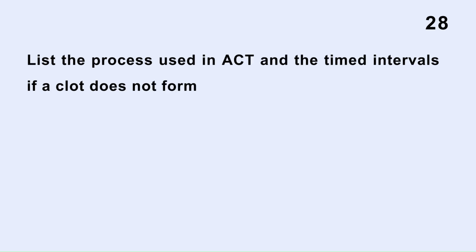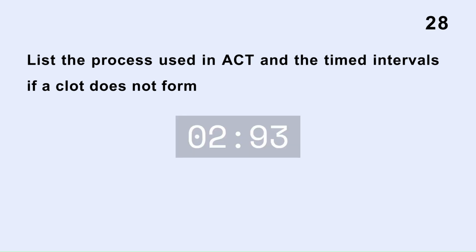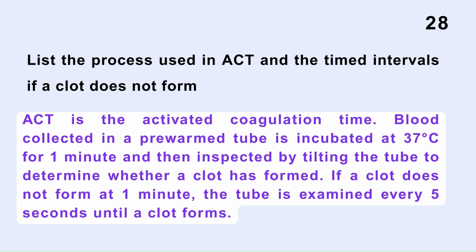List the process used in ACT and the timed intervals if a clot does not form. ACT is the activated coagulation time. Blood collected in a pre-warmed tube is incubated at 37 degrees Celsius for 1 minute and then inspected by tilting the tube to determine whether a clot is formed. If a clot does not form at 1 minute, the tube is examined every 5 seconds until a clot forms.